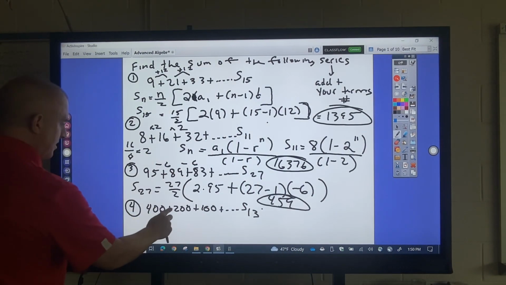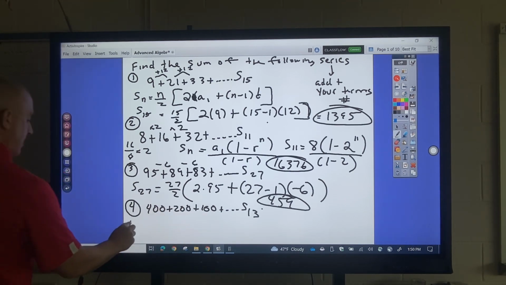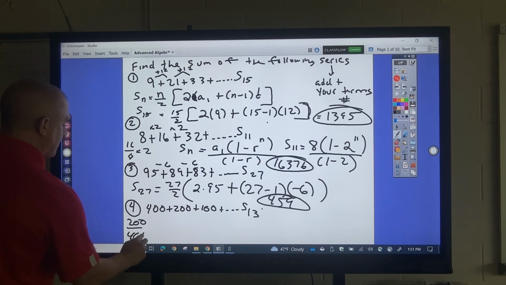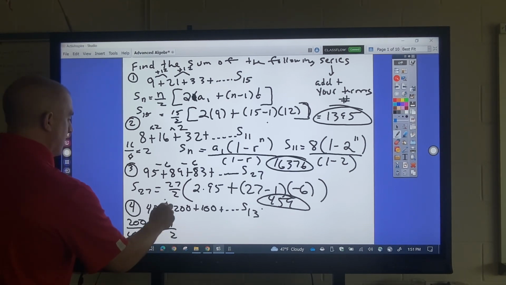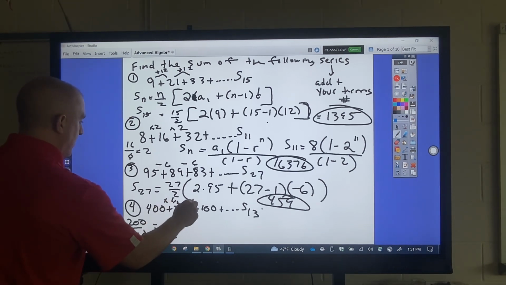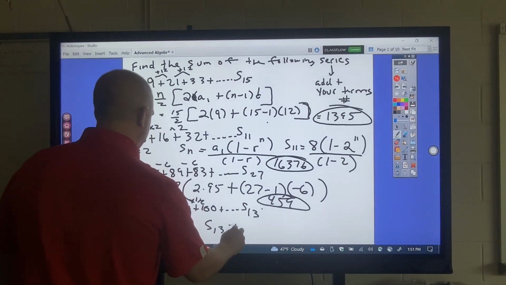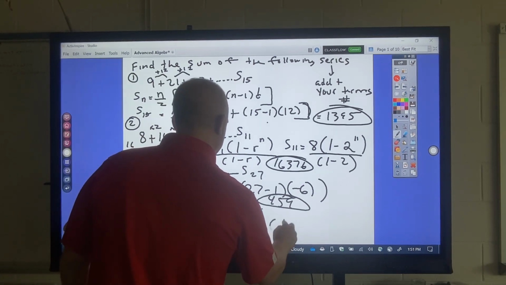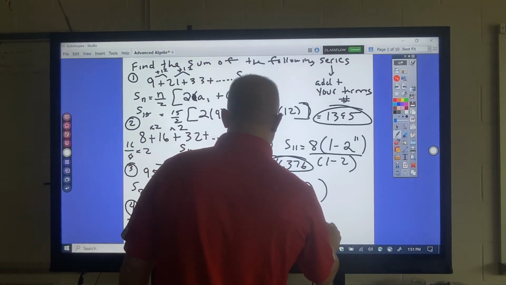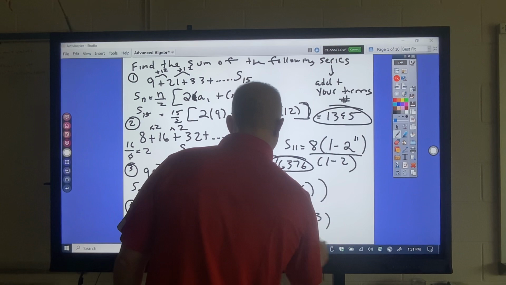Now this one, the difference is 100, the difference to this is 200, 100. So second divided by first, as a fraction, that's 1/2, and that's what I'm multiplying by. I'm going to use S13. So I got 400 times 1 minus 1/2 to the 13th power, all over 1 minus 1/2.